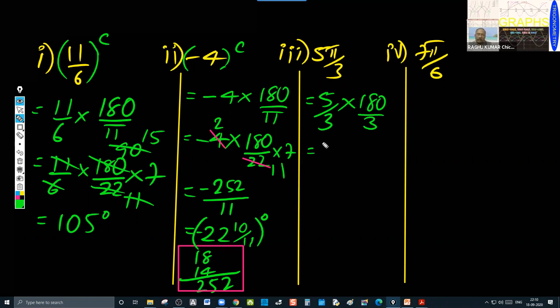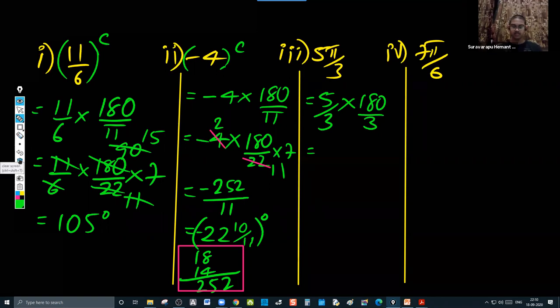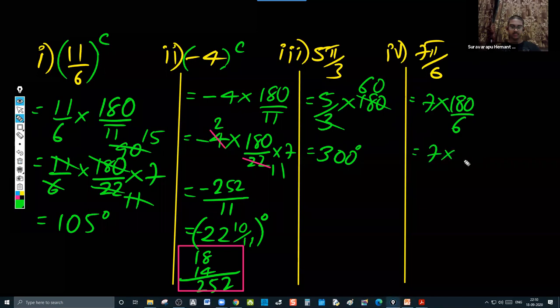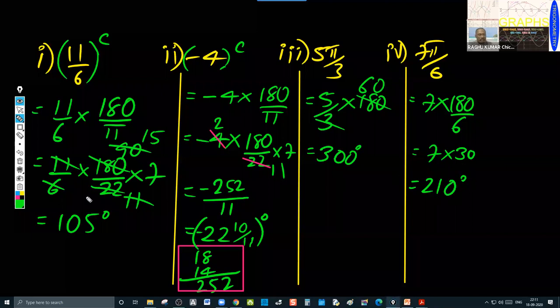100, no? No, I wrote 3 two times here. 300. Yeah. I wrote 3 two times here. In the same manner, you write here also 7 into 180 by 6. 210 degrees.